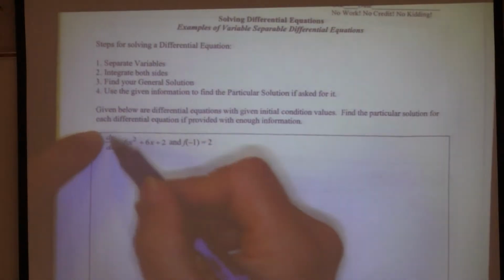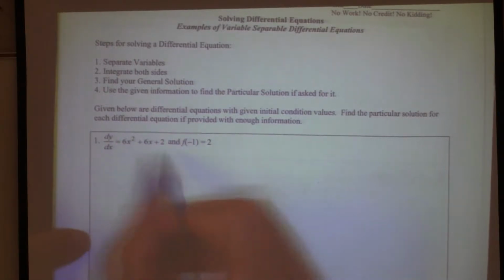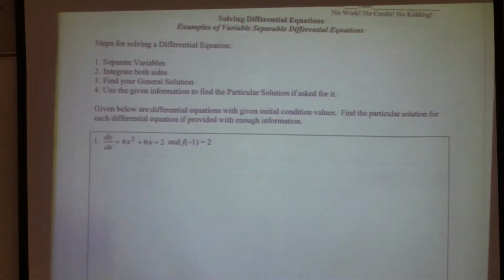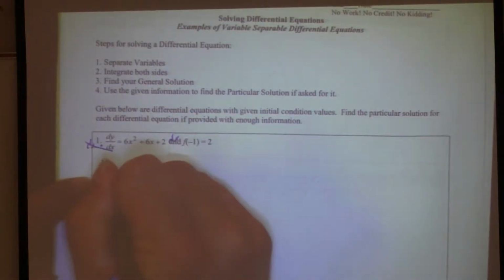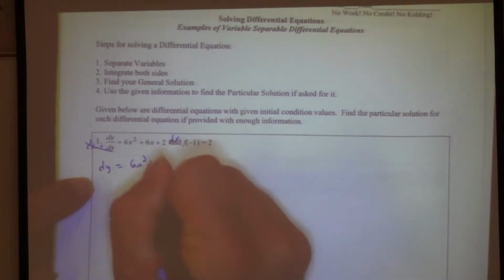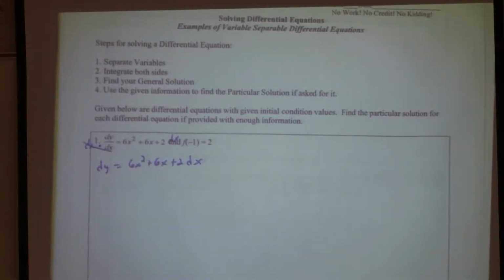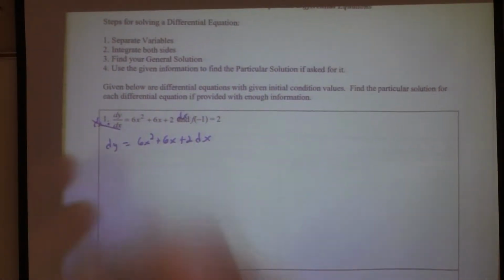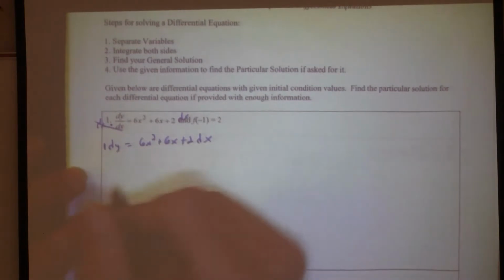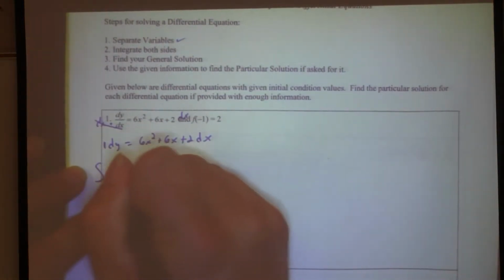So notice here I have dy dx equals this. This guy, in order to integrate him, I need to have that what over there? That dx. So I can multiply by dx, and he's over there. So now I have dy is equal to 6x squared plus 6x plus 2 dx. What's the number that's next to dy? 1. A 1, okay? So we separated the variables. Check. Step 2, integrate.